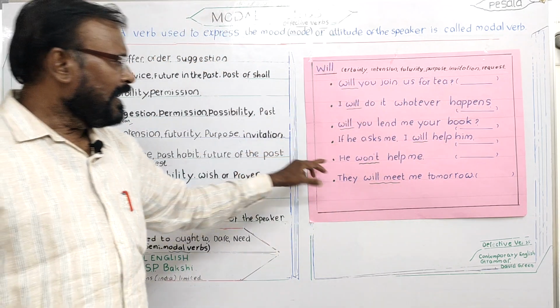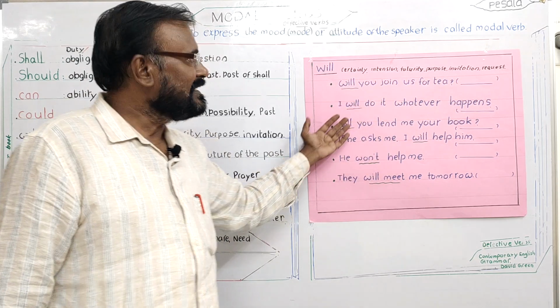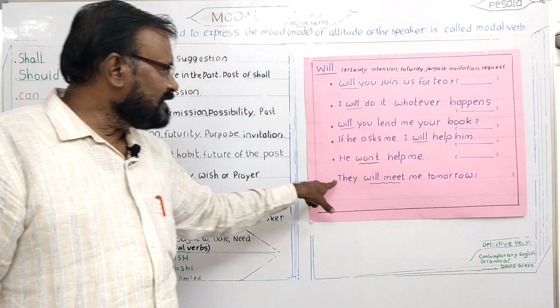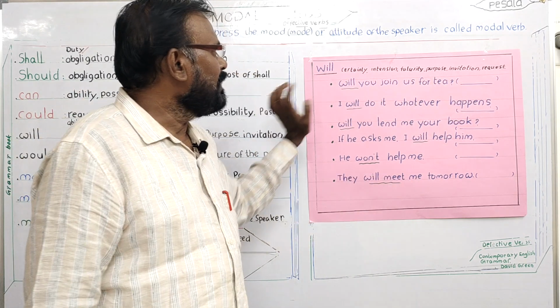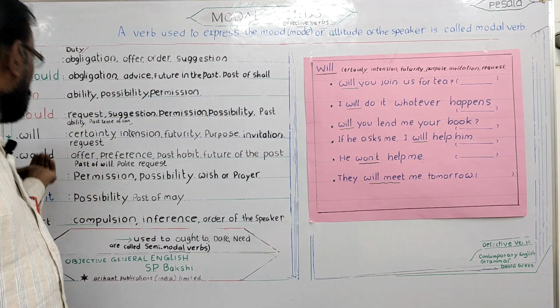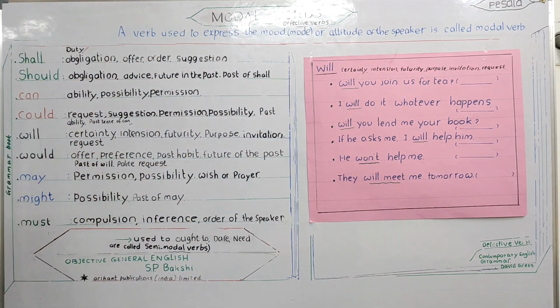If he asks me, I will help him. It is an offer. He won't help me. It is not possible. And they will meet me tomorrow. It is certainty. It's about will. Next, we go for would.